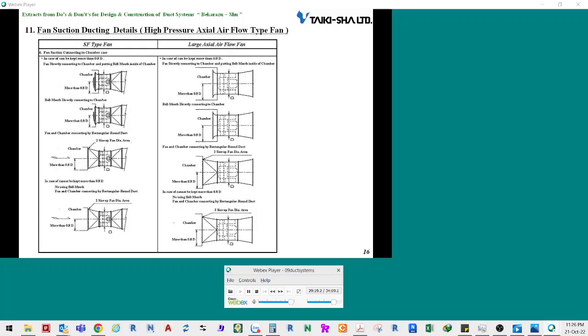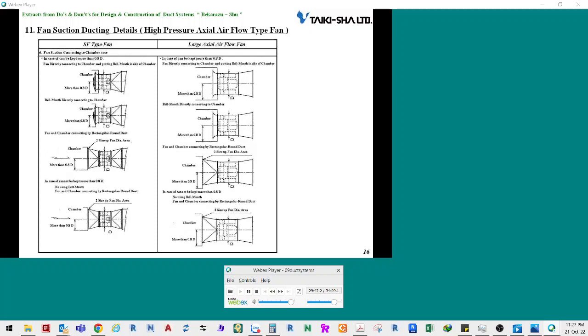If a chamber is connected to a duct connected to the fan suction outlet, you can take the same measures for both SF fans and large-size axial flow fans. But different measures should be taken based on whether the fan center can be positioned 0.8 D away from the chamber walls or not.